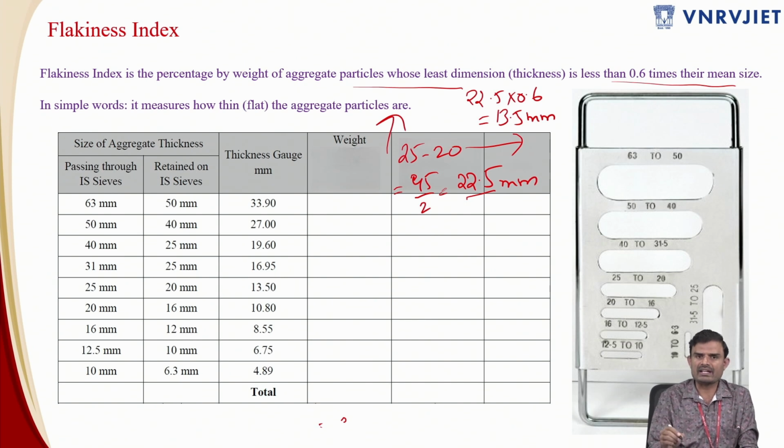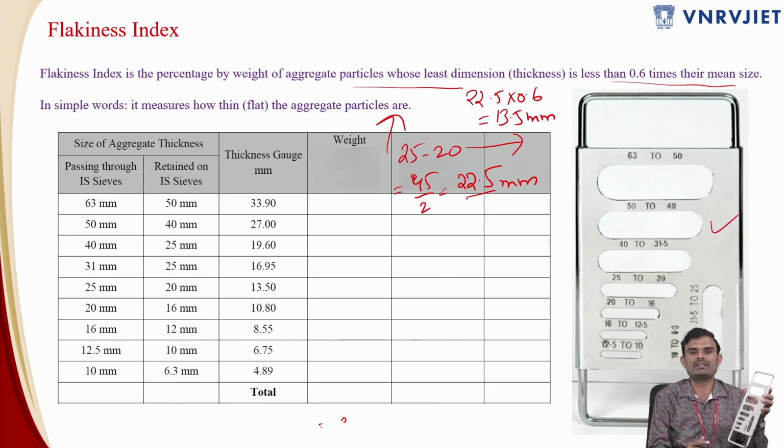So for an aggregate particle whose shortest dimension is less than 0.6 times the mean, the aggregate particles which have passed through 25 mm and are retained on 20 mm, we have to pass through the thickness gauge. Now here I am going to show the thickness gauge which is available with me. That is what you can see over here. For each and every size range, you are going to have these thickness slots. This is said to be the thickness gauge, and these are individual slots. Now you can see that there is an opening for 25 to 20 mm.